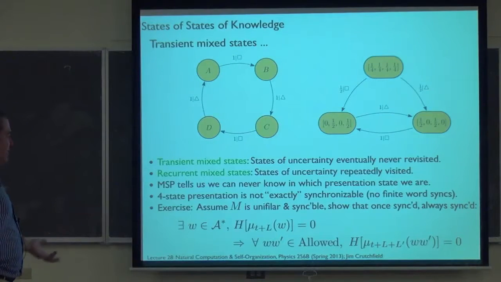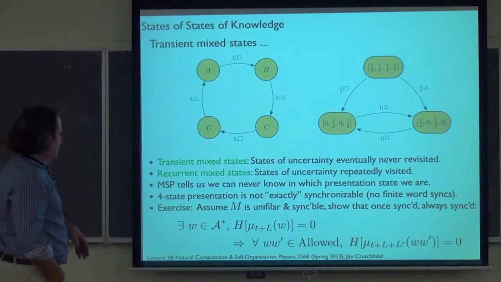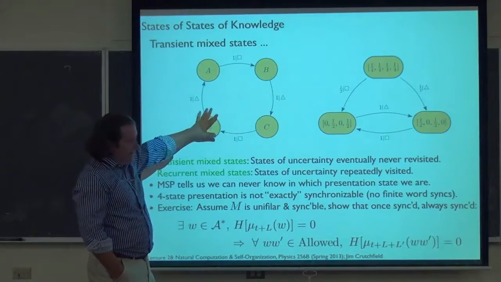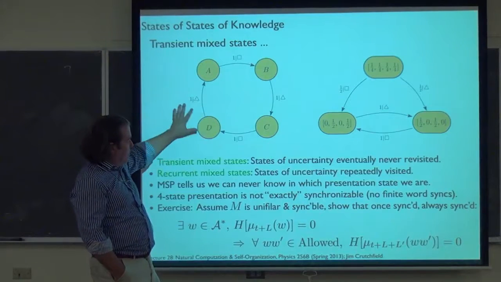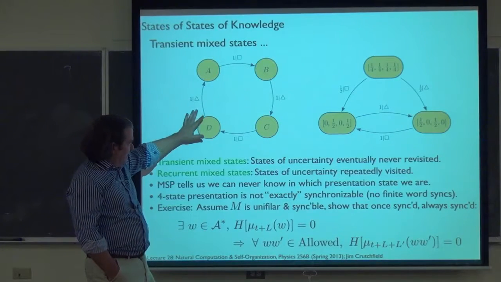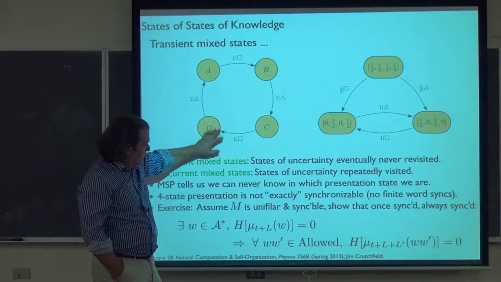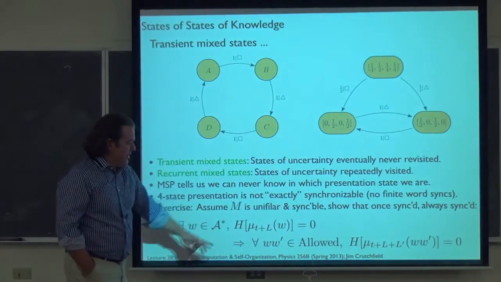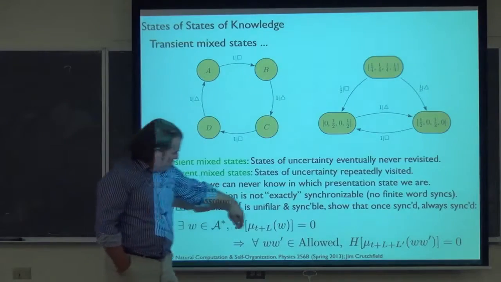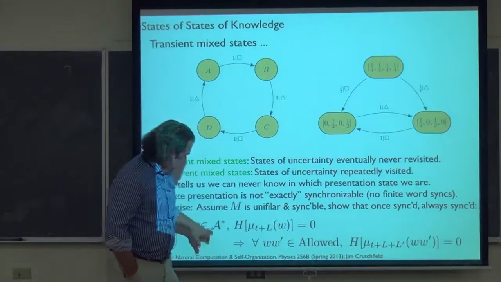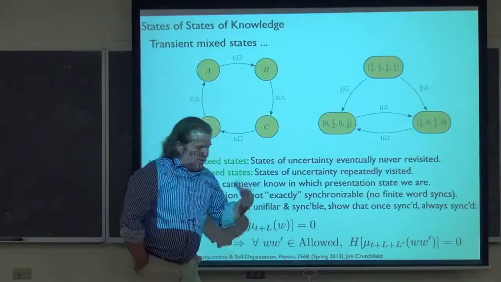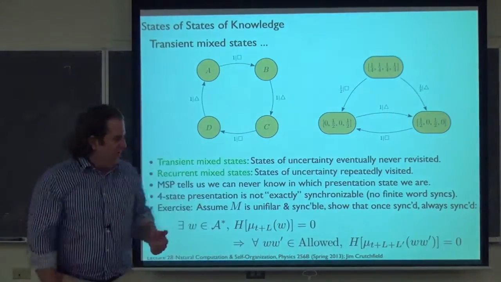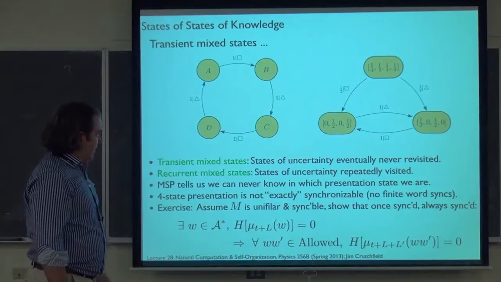I mean, if there was and it was unifilar, then you would sync. So it's kind of a nice little exercise here. This one is not, but imagine that this is unifilar, and if it is synchronizing, then you can show that once you're synced, you're always synced. In other words, if there's some word such that the state uncertainty goes to zero, then all the allowed following words also lead to these delta function distributions, and so state uncertainty zero.